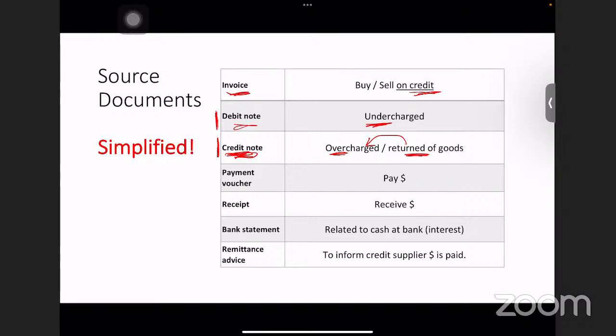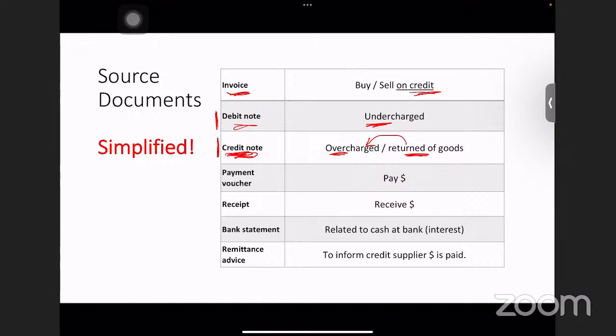Okay, the next one, straightforward. Pay money, payment voucher. Receive money, receipt. That's all. So whenever you're doing the question, you keep repeating to yourself: pay money, payment voucher. Receive money, receipt. Okay. Next one, bank statement.